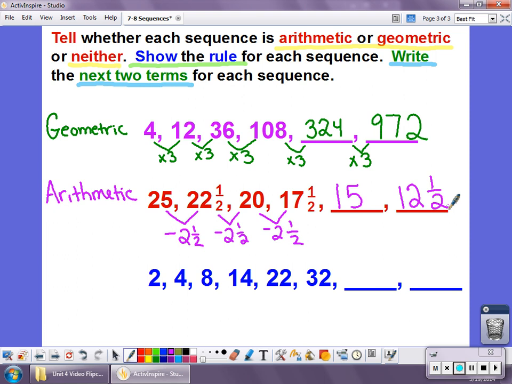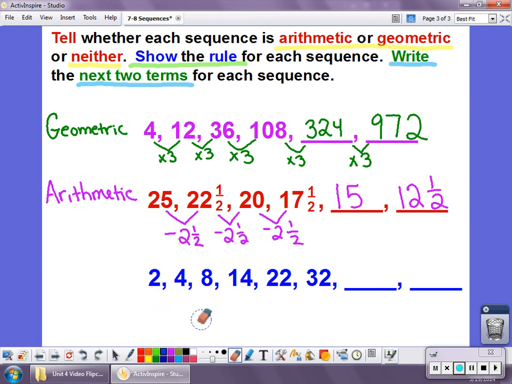So one last sequence here to look at. This one goes 2, 4, 8. So I'm thinking, okay, my numbers are getting bigger. This looks like a times 2 pattern. 2 times 2 is 4. 4 times 2 is 8. 8 times 2 is 16. Oh, that doesn't work out. So it can't be a multiplication pattern.